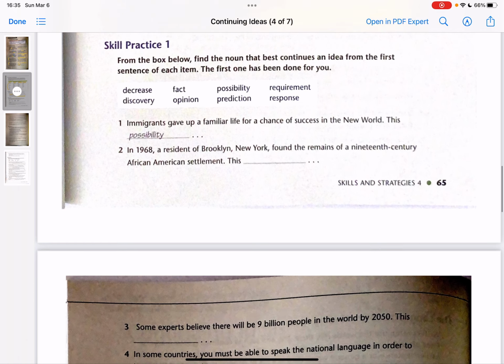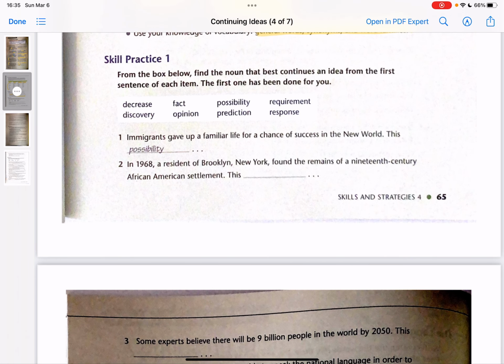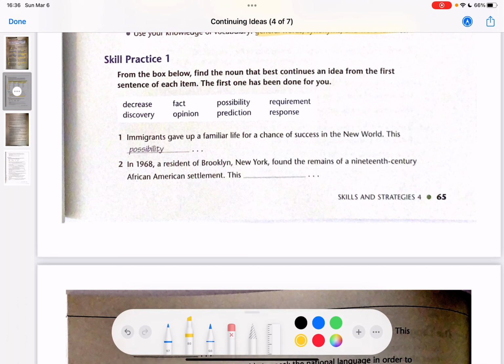All right, so before I finish this video, I just want to walk you through the homework a little bit. So you'll do skill practice 1, 2, and 3. In skill practice 1, you're going to be looking at the noun and trying to figure out which noun best continues the idea from the first sentence.